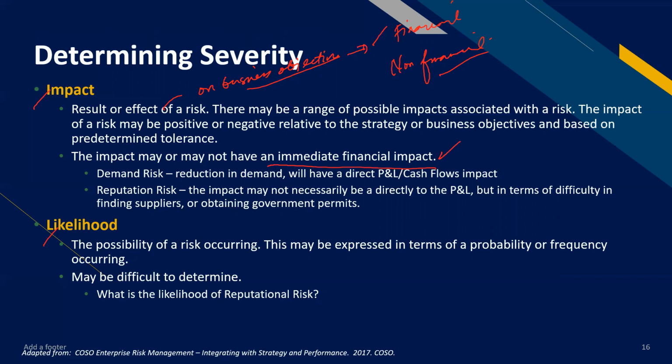For example, reputational risk. Okay? The impact may not necessarily be a direct profit and loss impact, but it will be in terms of difficulty in finding suppliers or obtaining government permits kasi pangit ang reputation mo, right? And so eventually, it will have a financial impact, right? If you can't find the right suppliers, what will happen eventually? Your cost of inputs will increase, right? And due to that, may financial impact rin, right? But it's not direct or it's not immediate.